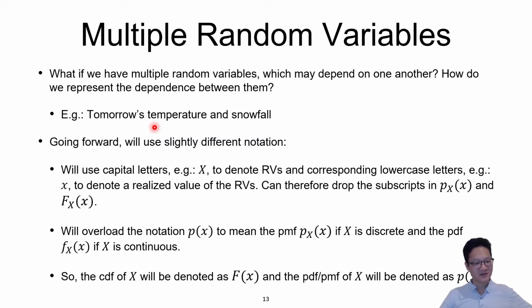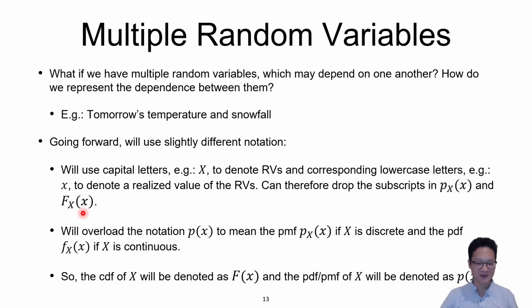Okay, so now we're actually going to change the notation a little bit to make things a bit simpler. We'll be consistently using capital letters to denote random variables. And then the corresponding lowercase letter will denote a realization of the random variable. So because we're always using the same capital and lowercase letters, we can drop these subscripts, which don't look that neat, basically.